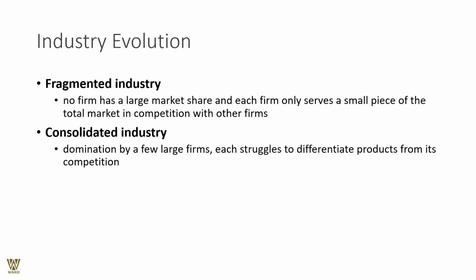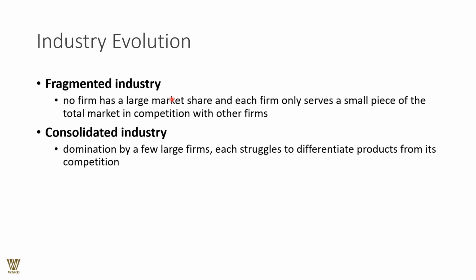Now, tell me about the industry evolutions, as the case might be. There might be fragmented industries, where no firm has a large market share and each firm only serves a small piece of the total market in competition with the others. Consolidated industries are dominated by a few large firms, each struggling to differentiate their products from the competition. This is what we are looking at.